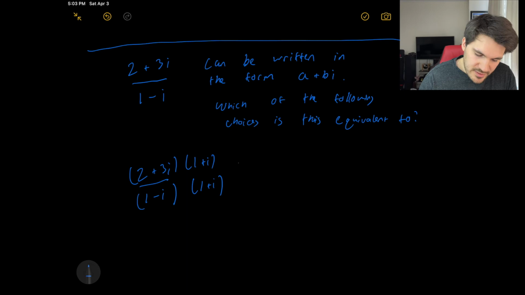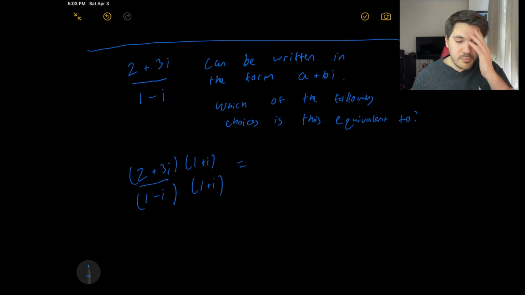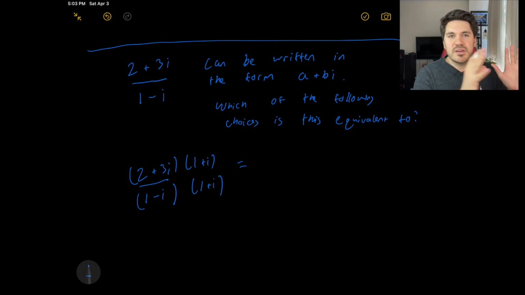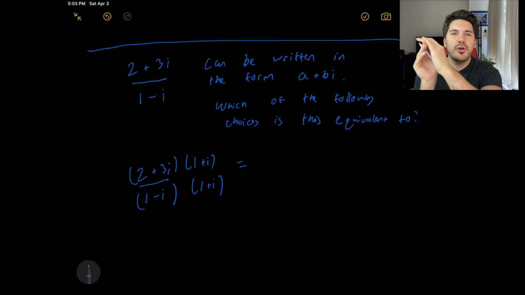And this will get us 2. So just going to FOIL it out. And at this point, just FOIL it out. Don't replace any i squared with anything. Just pretend this is an x and just FOIL it out.